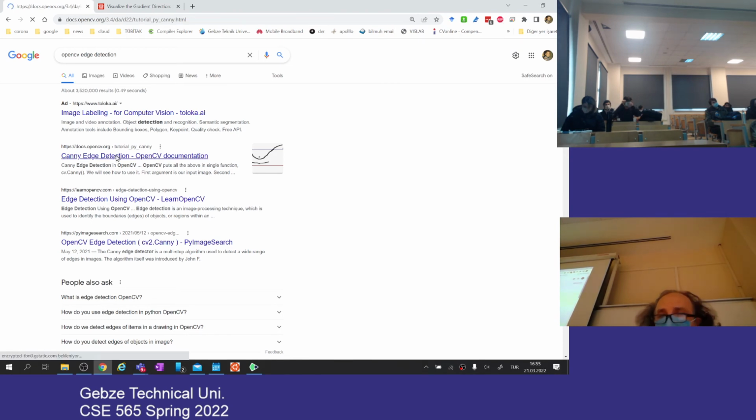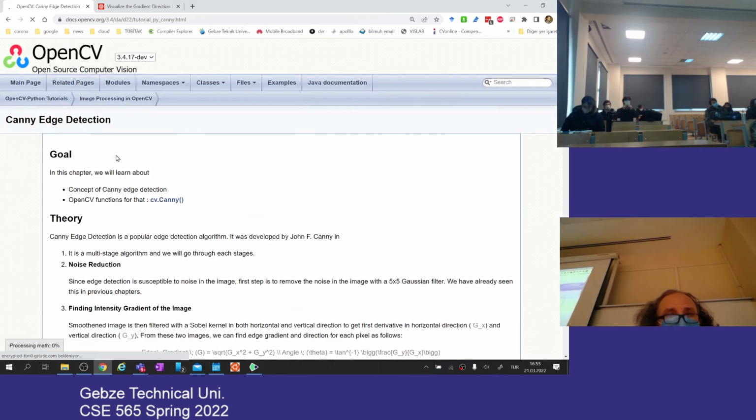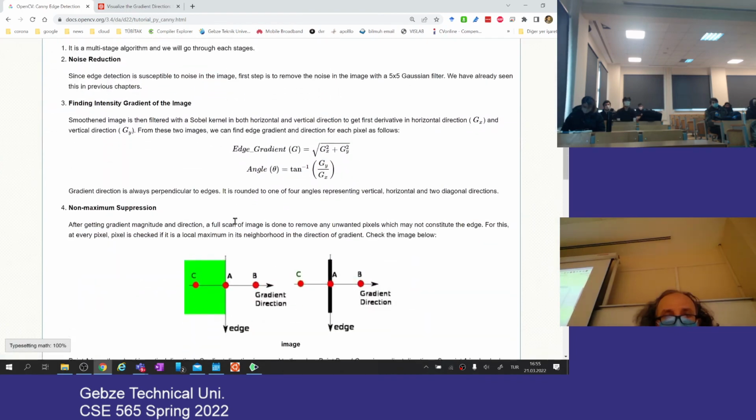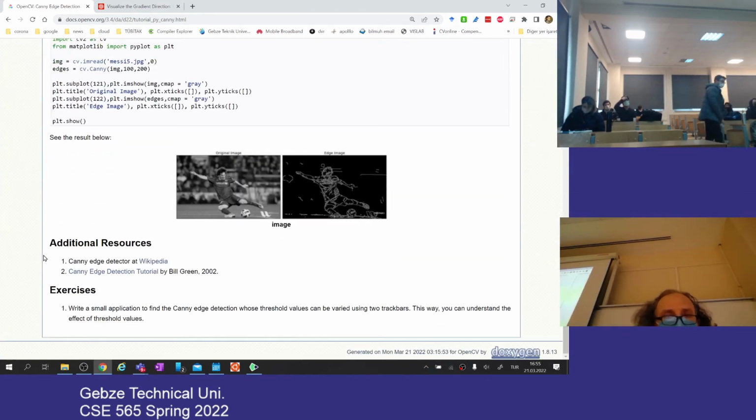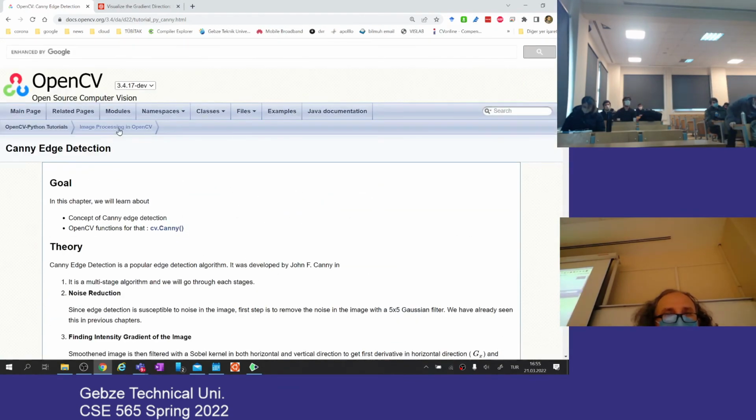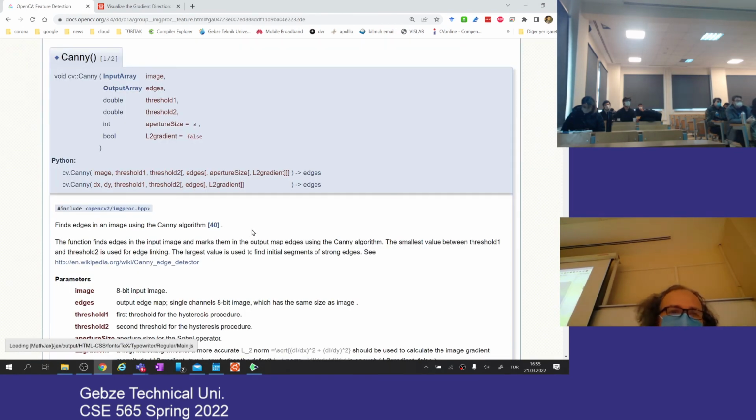Okay, documentation is here. Good. Let me show you. These are all edge related stuff. Okay, let's look at the Canny first.